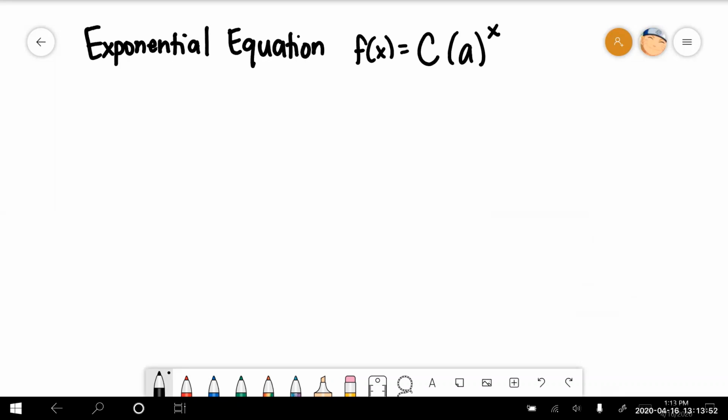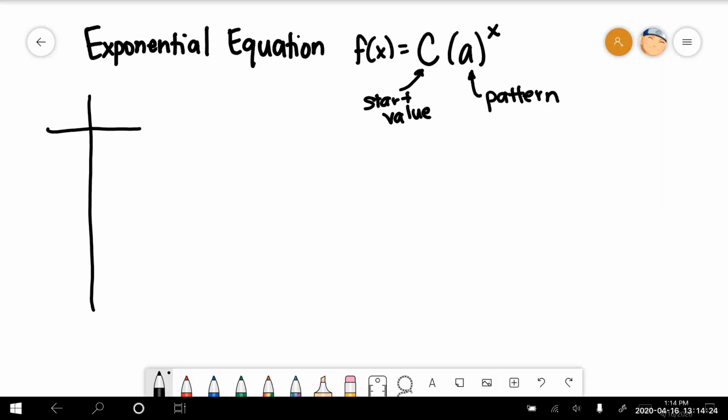Okay, so if you remember from our last video about exponential equations, actually it might have been 2 videos ago, we had this generic standard form for exponential equations, right? Where C was the starting value, A was the pattern, and X is some independent variable that we're plugging in. So we can get that from these financial models. So let's make an XY table of the example that we were just going over.